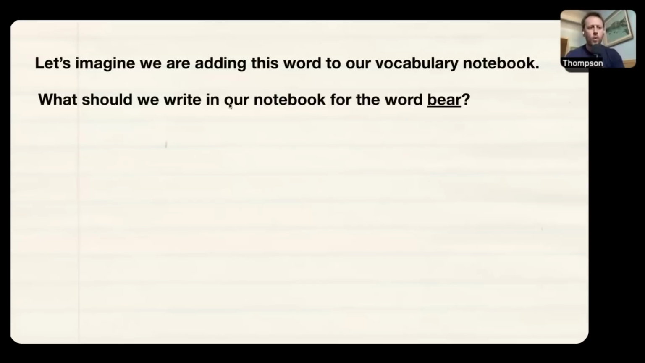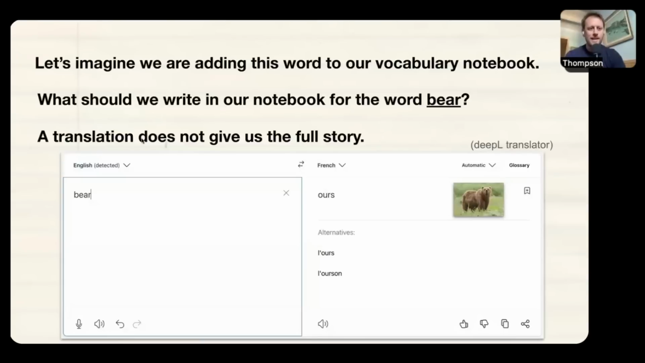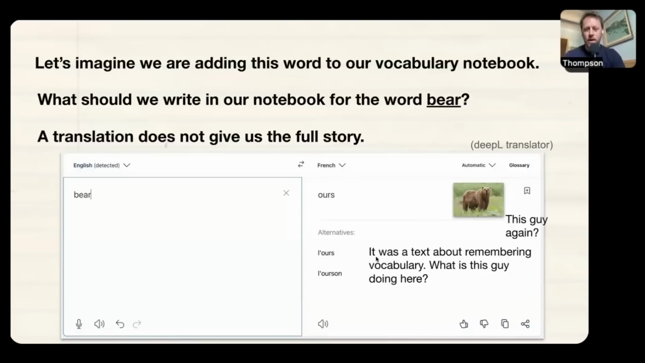So for the word bear, what should we write in our notebook? Now, our friend from the previous slide would probably write a translation, but a translation doesn't give us the full story. So this is from DeepL Translator, and I've got English bear on one side and French, and it's come up with ours. Probably my pronunciation isn't great. Ours, I don't know, but anyway, here he is. It's this guy again. So it was a text about remembering vocabulary. What is this guy doing here?